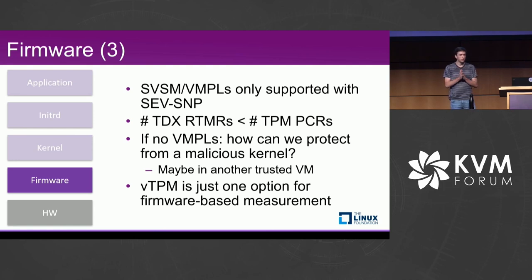Another option is that we might be able to implement a vTPM as another enclave, right? We might be able to have another enclave that's linked to the main one and use that to implement the vTPM. There are some complexities here, too, about how you measure these things, about how you make sure that you have a secure connection between the two.